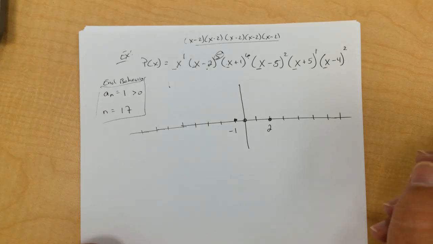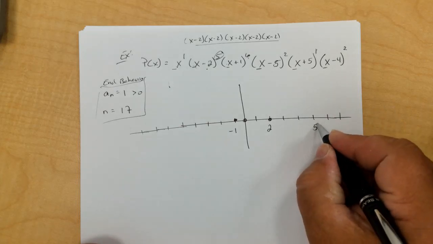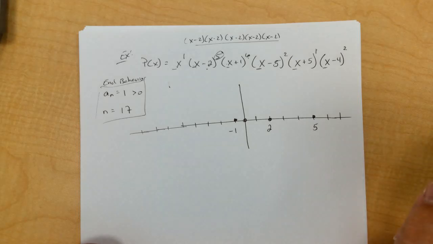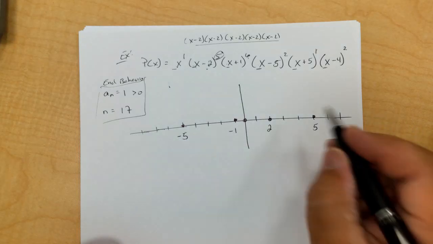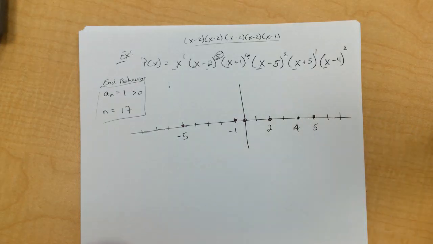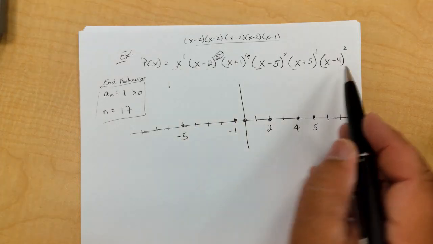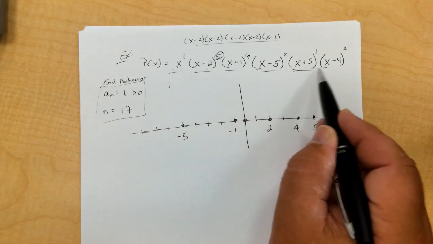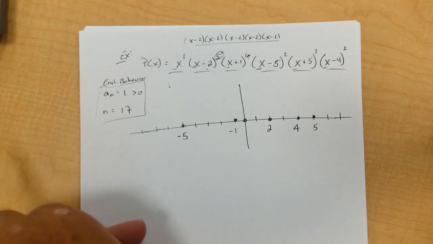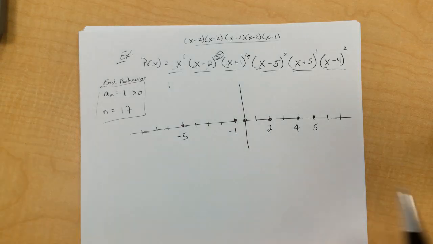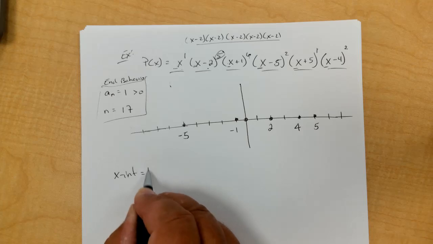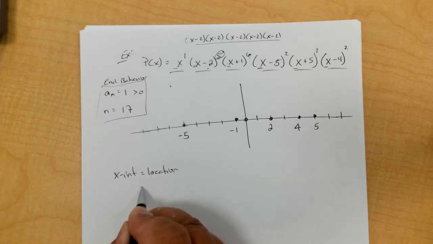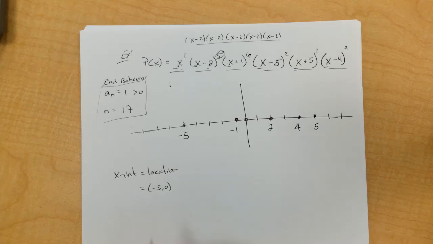Keep on going. X equals positive 5. X equals negative 5. Plus 1 is x equals positive 4. Very good. Just take each one of these, set them equal to 0, and that gives me the value, the x location, the 0 number. You're absolutely correct. Let me get back. When I asked you for the x-intercept, it is a location. So it is at negative 5, comma 0.